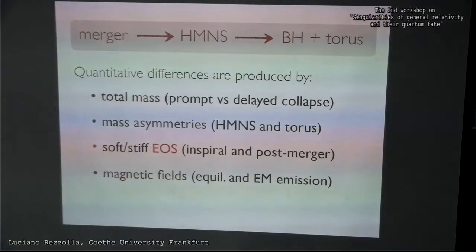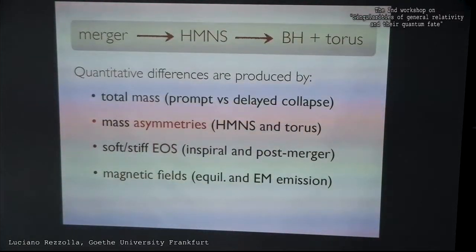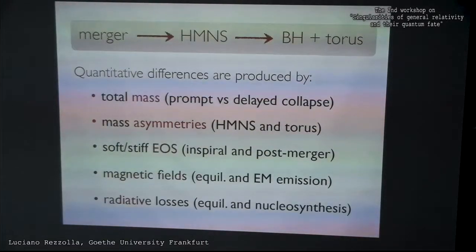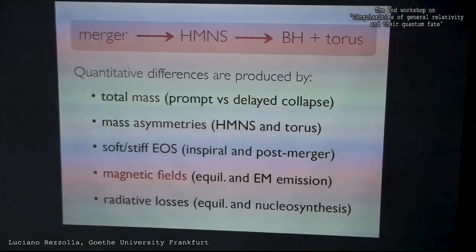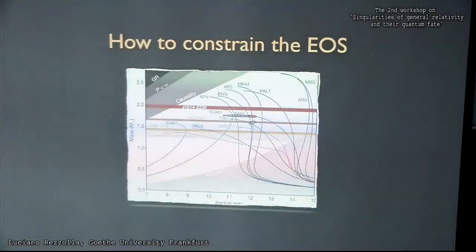Then, of course, magnetic fields are important, and they are the ones responsible for both the equilibrium and the electromagnetic emission. And then, as was mentioned before, radiative losses in terms of neutrinos are important, both for the equilibrium and the nucleosynthesis. The neutrinos and neutrino reactions do change the electron fraction, and this has an impact on how much gold, for instance, is produced.